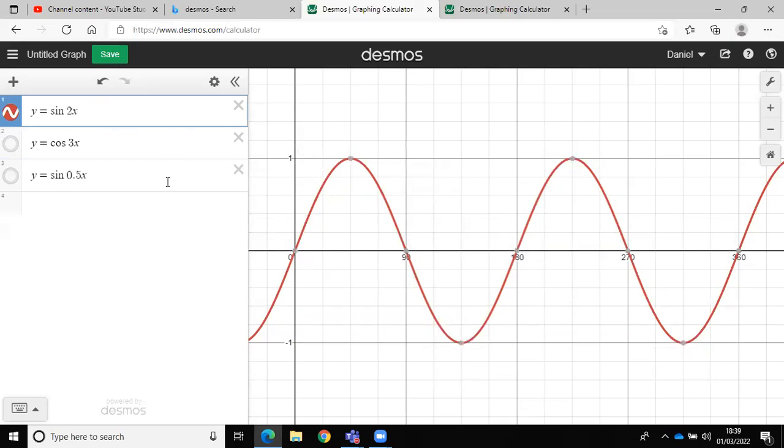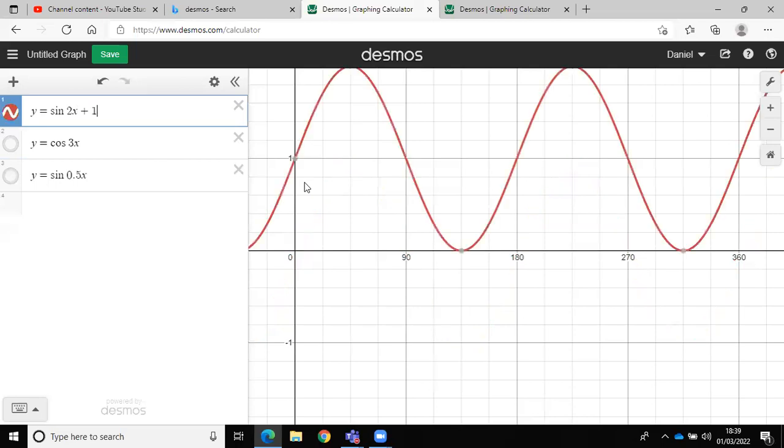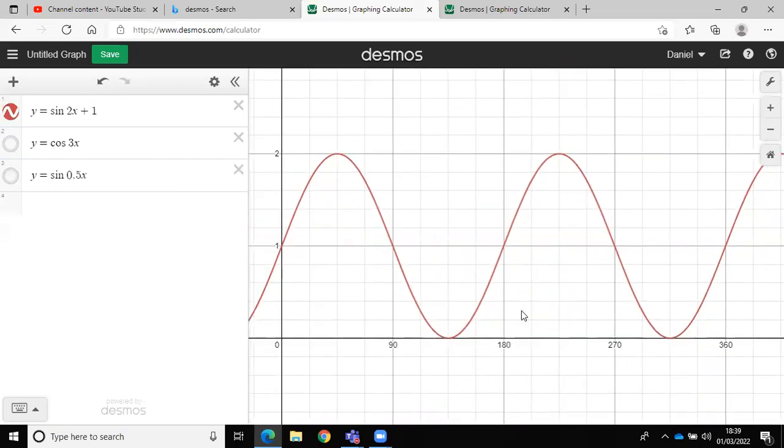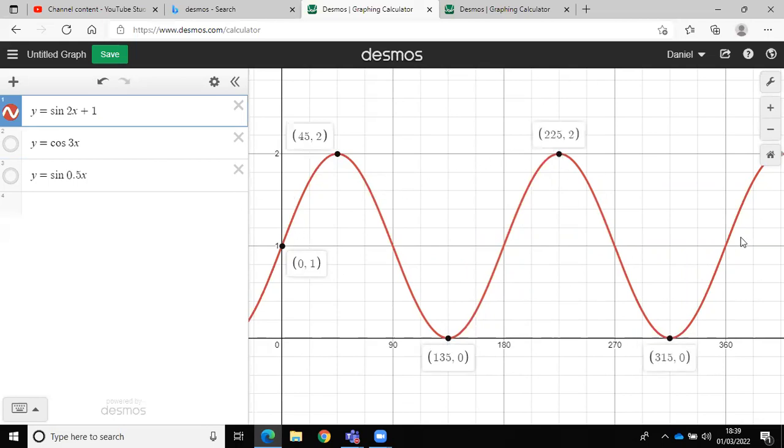Now if I add on to that, it still does the same thing, moves it on the vertical. I've just added 1 to that, so nothing's changed with the amplitude. Every milestone is just moved up 1. Your start point, instead of being 0, 0, is moved up 1. The maximum, instead of being 45, 1, is now 45, 2. The minimum, instead of being 135, minus 1, has gone up to 135, 0.